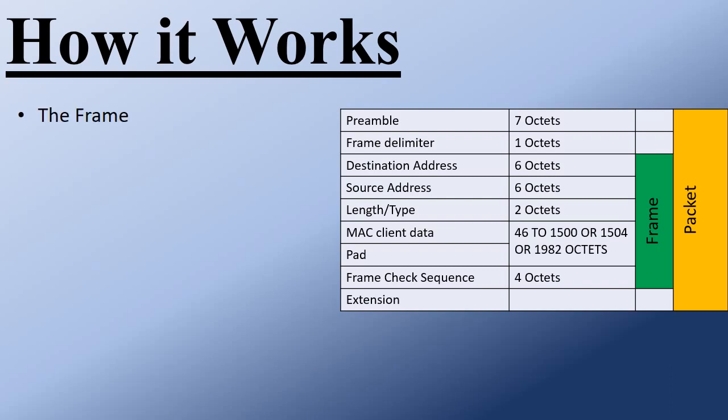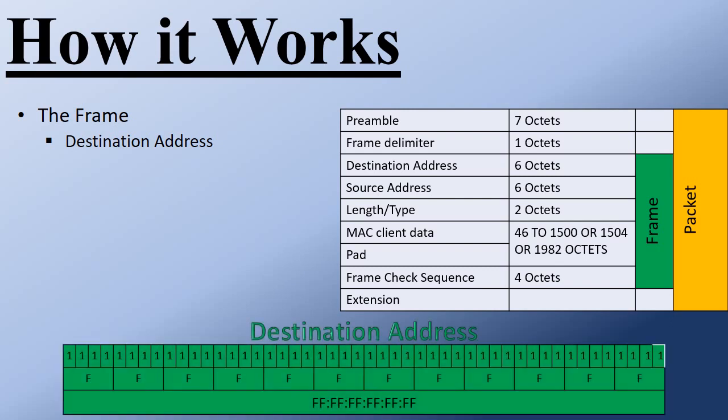Now back to the frame. The frame is the largest part of the packet and contains the information needed to send the data, as well as the data itself. At the beginning of the frame, we have the destination address. The destination address consists of 6 bytes of data and specifies where the message is supposed to go.